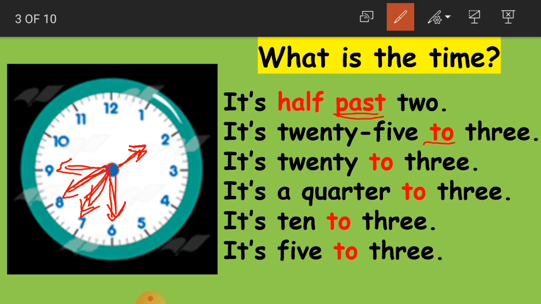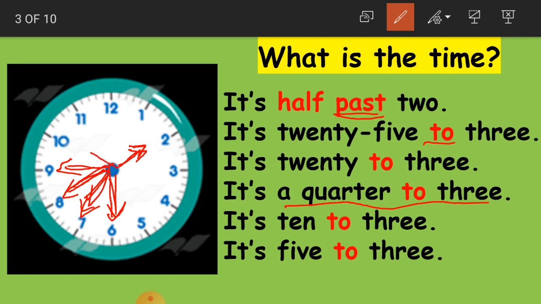Now to get to 3 o'clock, only 15 minutes are left. So in that sense, you can say it's a quarter to 3. Again, if you say it is quarter past 3, then it is 3:15. But here it is 2:45. Still, you need 15 minutes more to reach 3 o'clock. That is why it is a quarter to 3.